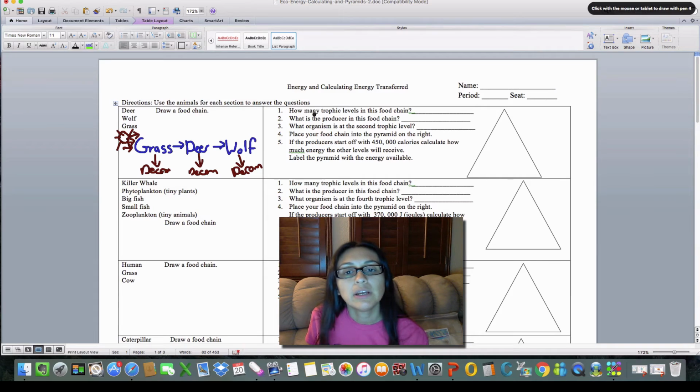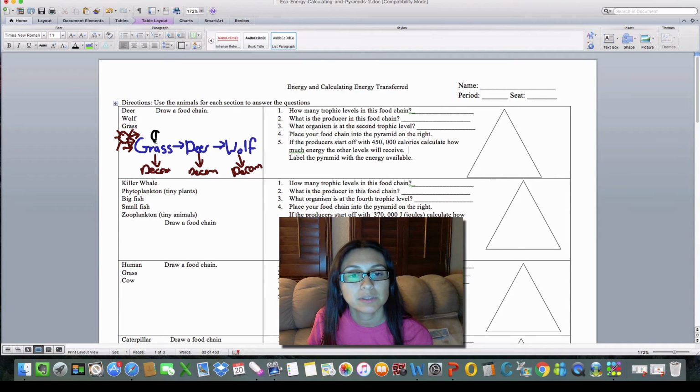So number one, how many trophic levels in this food chain? So you go over here and you don't have to number. I'm just gonna number for visual purposes. So that's one, here's trophic level two, here's trophic level three. So there are three trophic levels in this food chain.